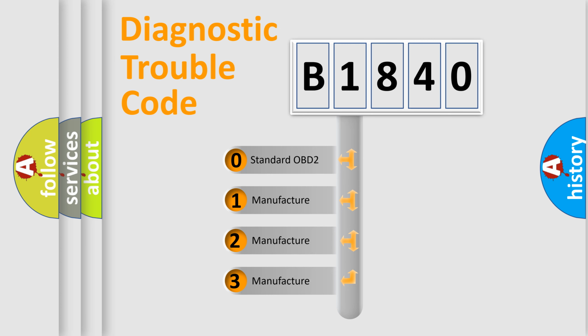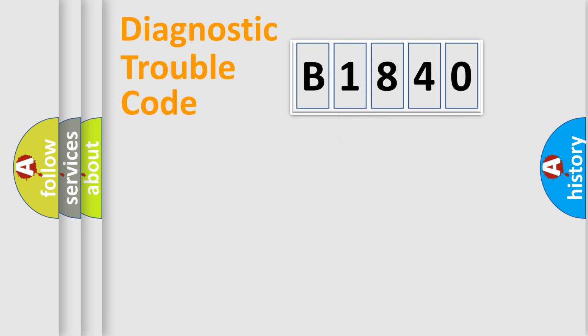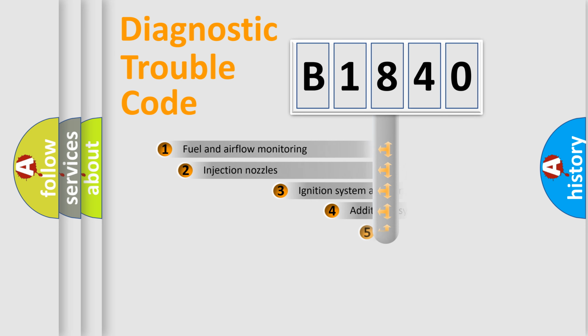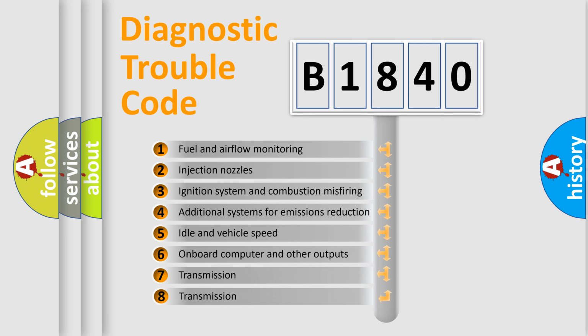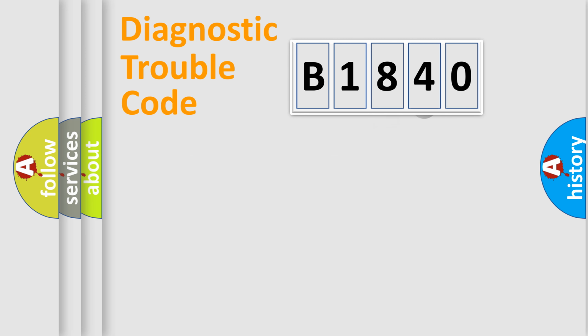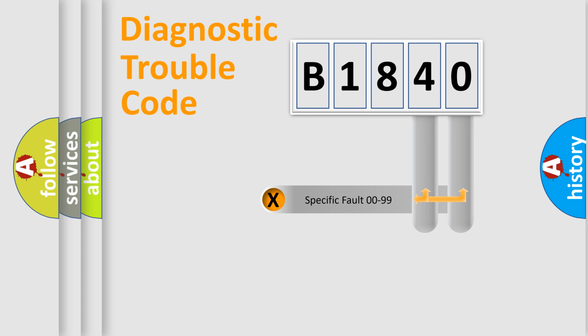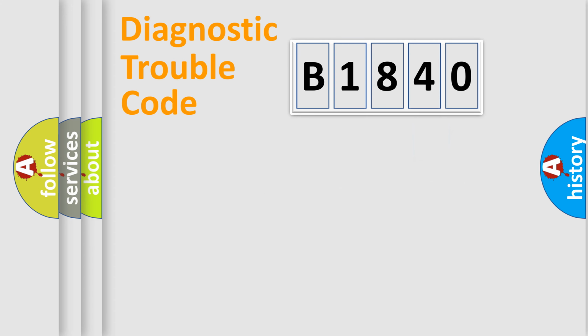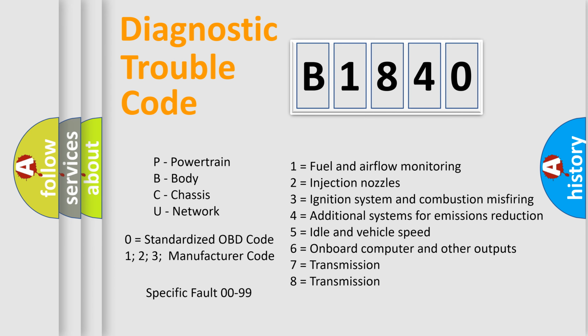If the second character is expressed as 0, it is a standardized error. In the case of numbers 1, 2, 3, it is a manufacturer-specific error. The third character specifies a subset of errors. The distribution shown is valid only for the standardized DTC code. Only the last two characters define the specific fault of the group. Let's not forget that such a division is valid only if the second character is expressed by the number 0.